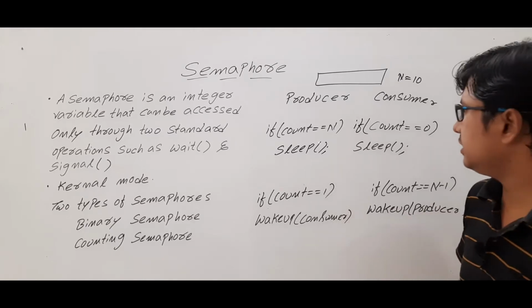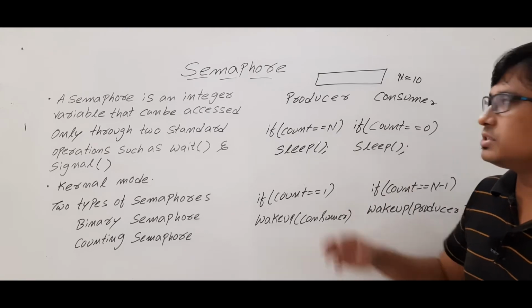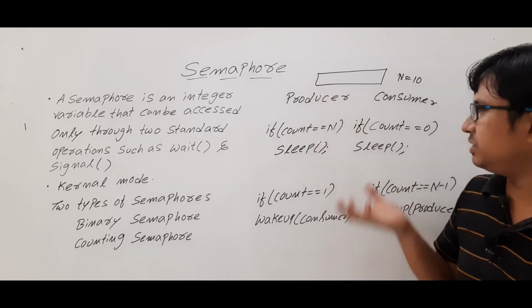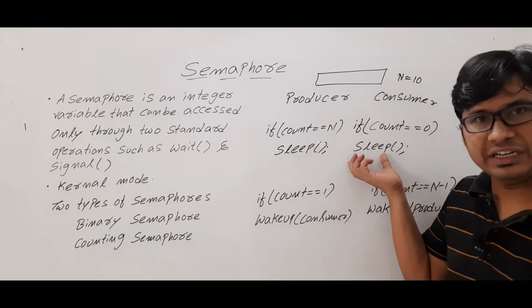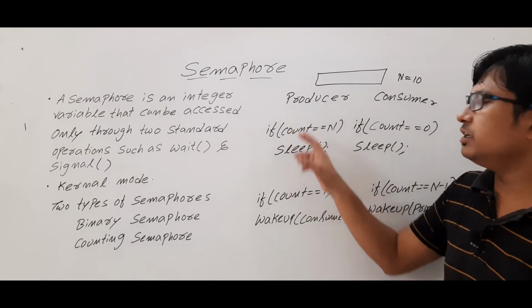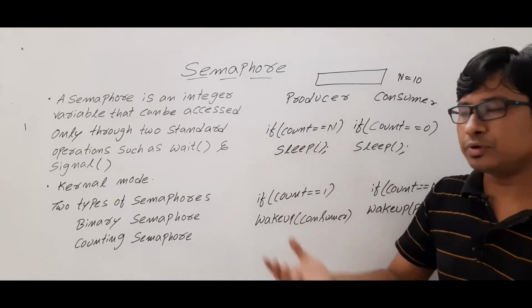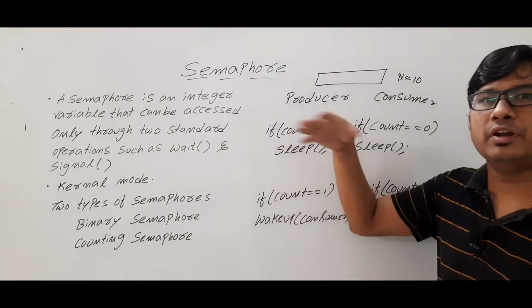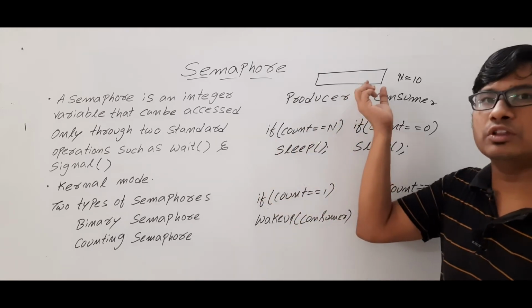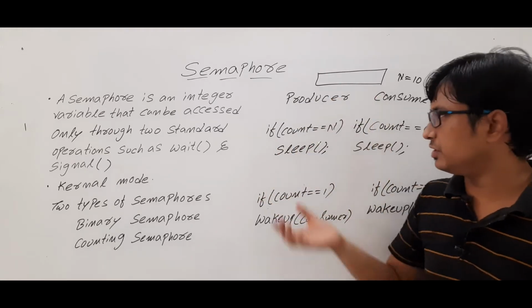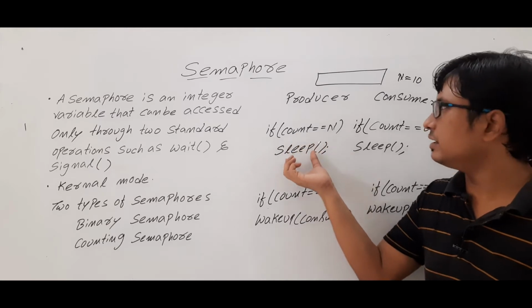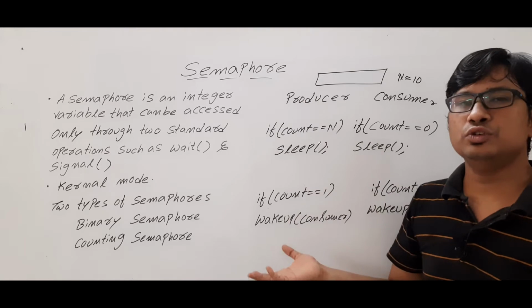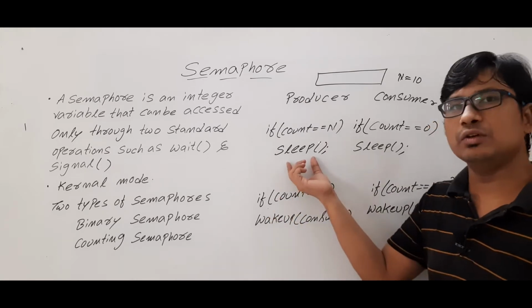Now look here. If count is equal to 0, meaning there are no items in the buffer. So what will the consumer consume? He cannot consume anything. So instead of waiting, he will go to sleep. Similarly, if the producer keeps on producing items, if count is equal to n, meaning the number of items in the buffer is equal to the maximum capacity of the buffer. So the buffer is full. Then if the producer produces anything, where will he store it? There is no space to store the item, so he will go to sleep.